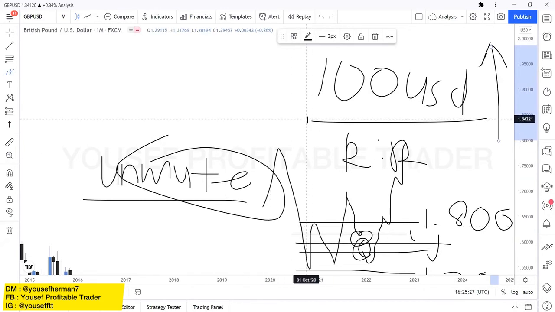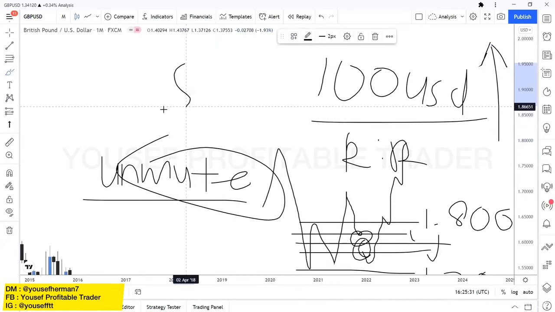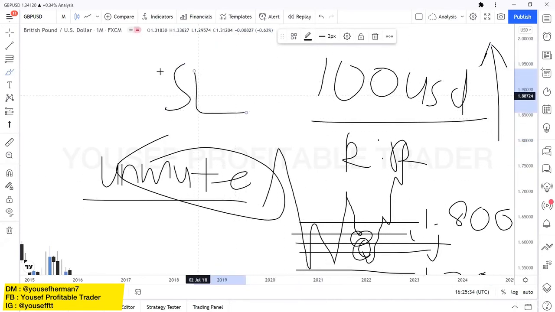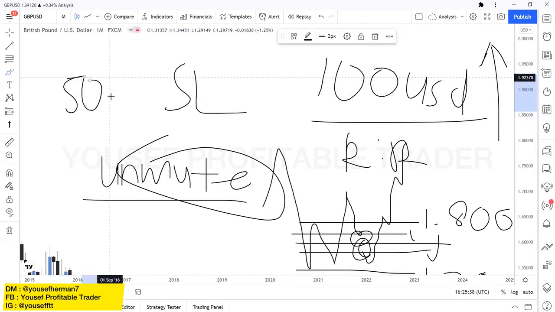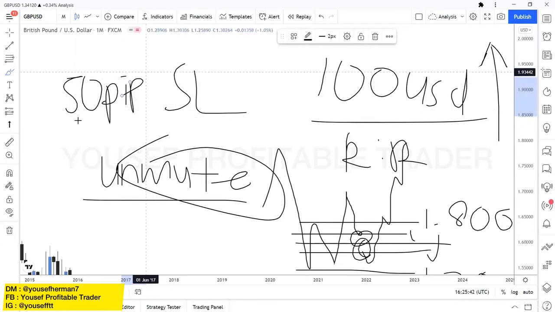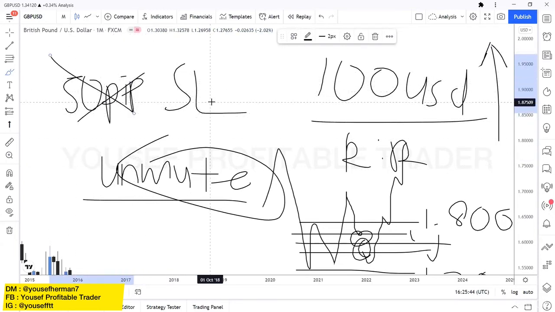Starting from next week, the stop loss, the SL, I won't give more than 50 pips. I will try my best to reduce the stop loss, so that you can use a bigger lot. Let's say you used to use 0.1, then maybe you can increase to 0.2 when I reduce my stop loss.